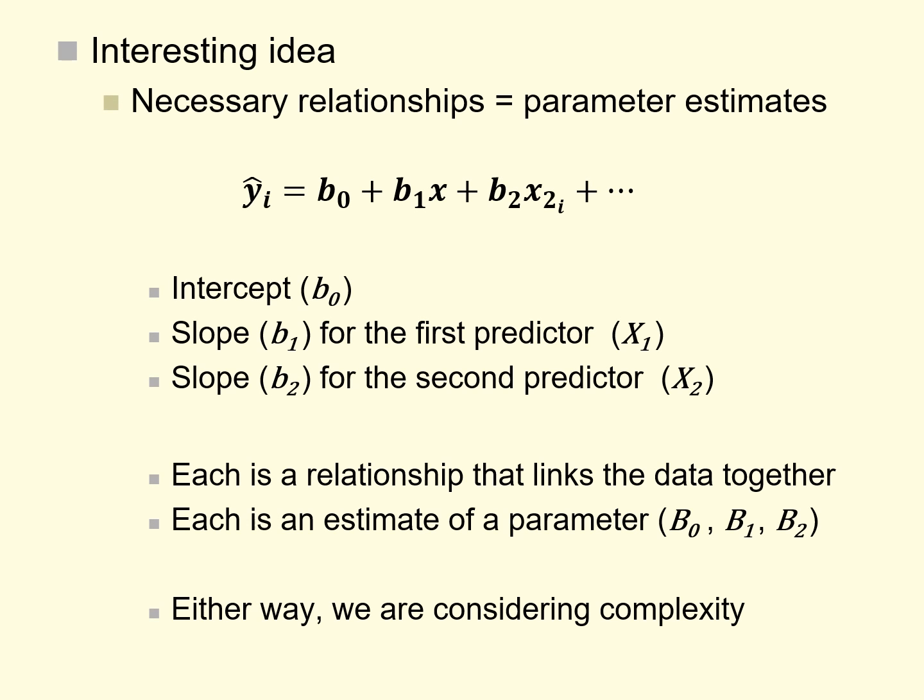So an interesting idea to reflect on is that necessary relationships, this concept I introduced when we thought of degrees of freedom in a more algebraic way, are the same as parameter estimates, which is the concept I introduced when we thought of degrees of freedom in a more geometric sense. If you write out a model, like the one I've written out here, this one has elements like an intercept, a slope for the first predictor variable, and a slope for the second predictor variable. Each of these elements is a relationship that links the data together, and each of them is an estimate of a parameter. So either way, we're thinking about the same thing.